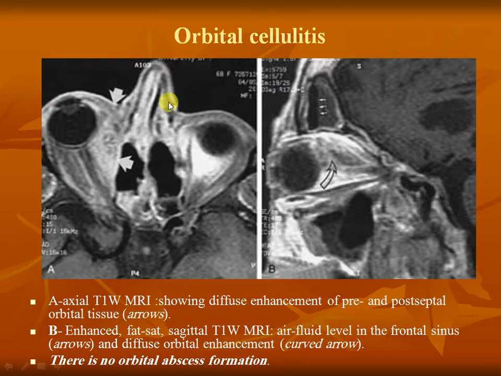Again, orbital cellulitis: you can see the spread from the adjacent paranasal sinus into the orbital component with marked enhancement and the presence of exophthalmos. In addition to the preseptal component of infection, there is a postseptal component. Okay? And you can see here in the sagittal image there is an air-fluid level in the frontal sinus. But again, there is no orbital abscess formation. Till now, it's just infection, no abscess formation.